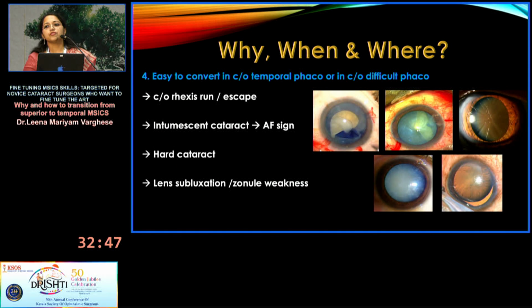It is easy to convert in case of a temporal phaco or in case of a difficult phaco, such as if you have a rhexis run or rhexis escape, or in case of an AF sign in intumescent cataract, or if you have a very hard cataract, or in presence of any lens subluxation or zonular weakness.